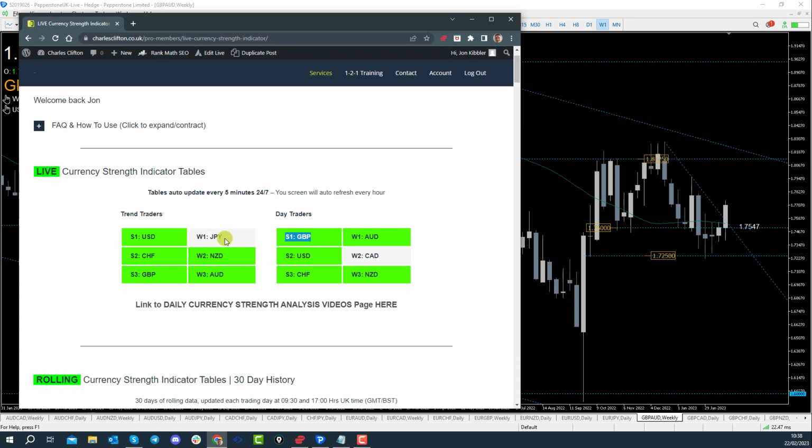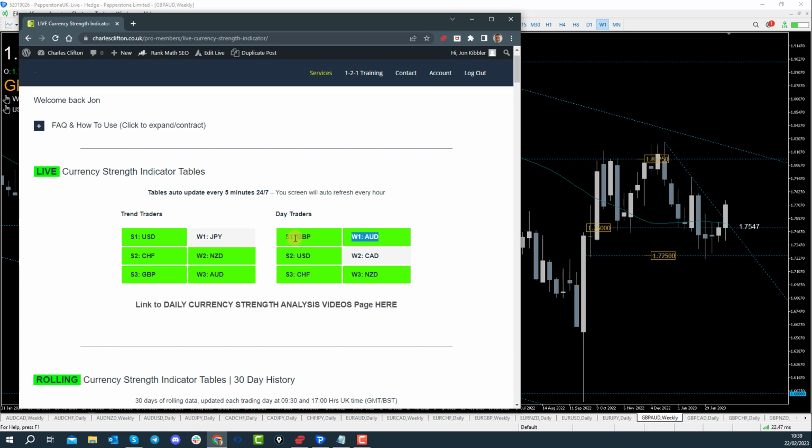On the weak side of things, we've got the yen as the weakest currency. However, the New Zealand dollar is the highlighted currency here as the second weakest on our trend traders, but the third weakest on the day traders. And the Australian dollar is the third weakest on our trend traders and tops our day traders table as the weakest currency.